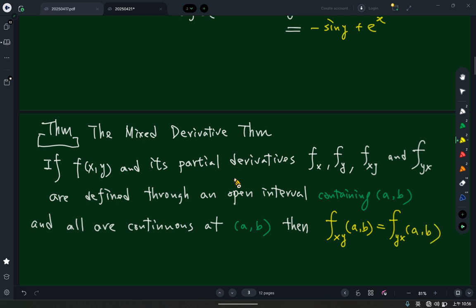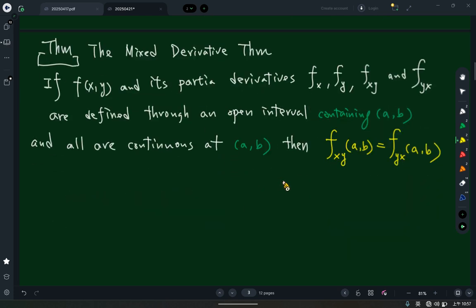So did you notice that the order has been changed, right? This is partial x first, then partial y. But this is partial y first, then partial x. So if you can have this assumption, then you can just change the order of calculation of the partial derivative. Why is this very important? Before that, I will tell you what the open interval containing a, b is.